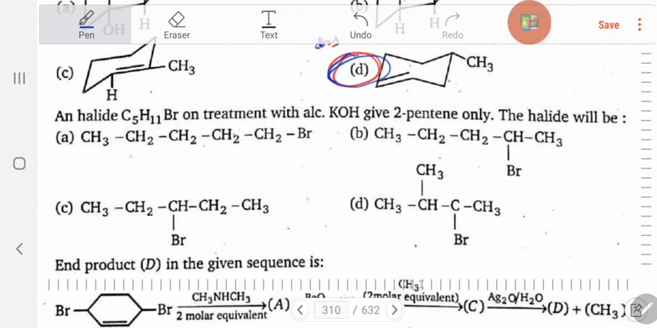An alkyl halide on treatment with alcoholic KOH gives 2-pentene only. That means you got only one product. So the halide is... Now if you take option A, alcoholic KOH, that means you will get a double bond here. This is lost and you will get a double bond here. That means this is 1-pentene. So this is not the correct answer.